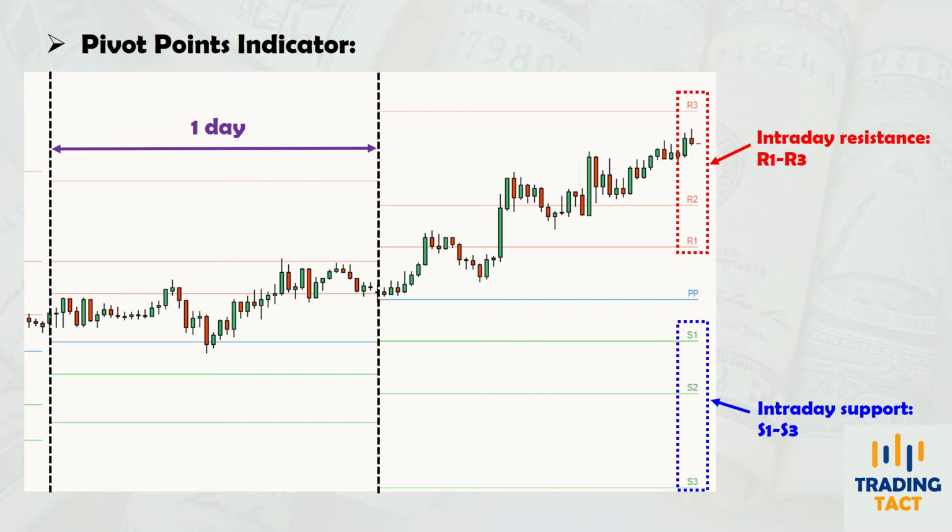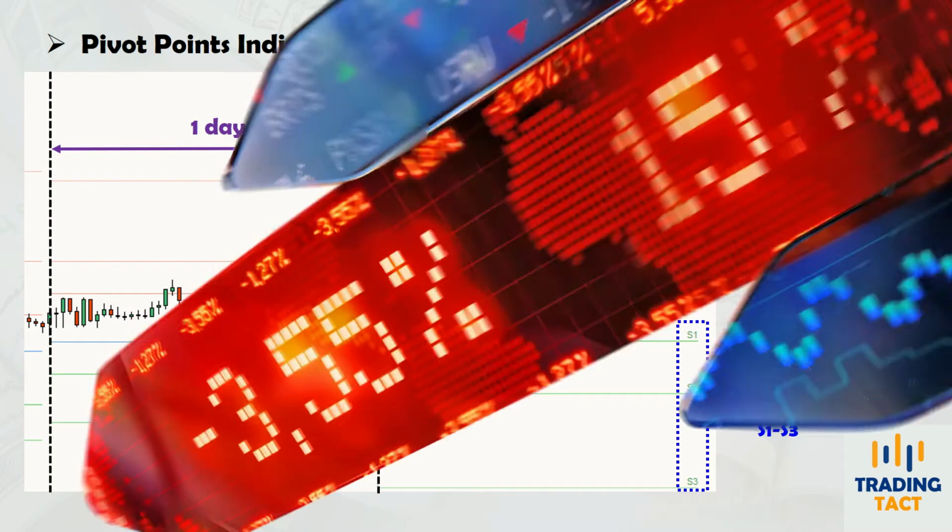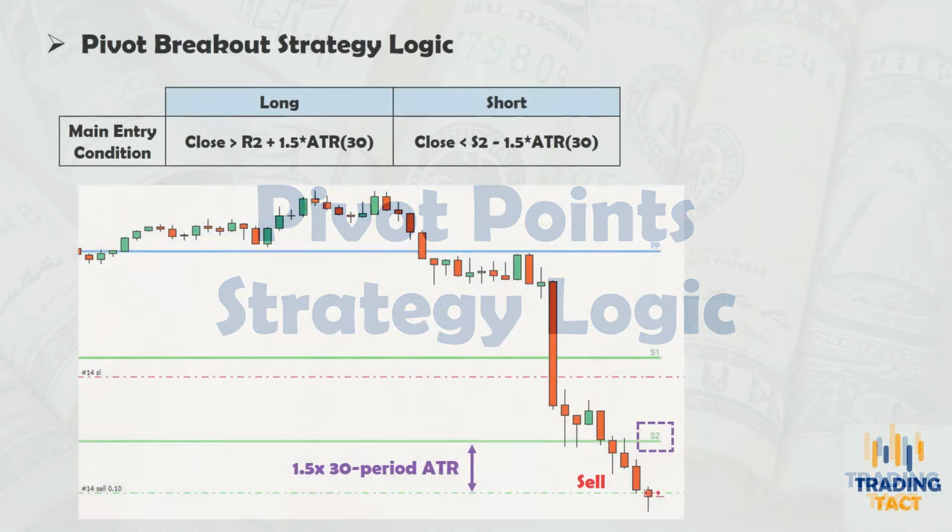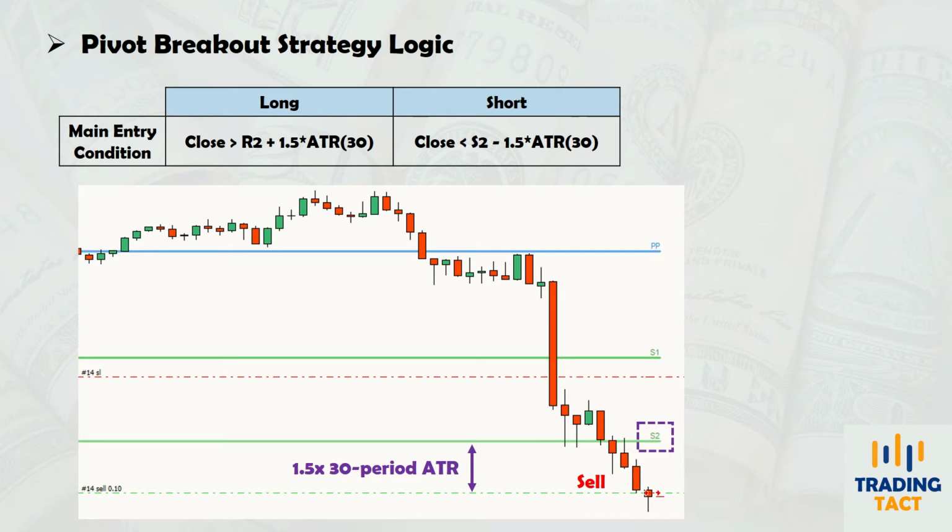We'll try to capture these breakouts on the 15-minute euro-dollar, using the second support and resistance levels, S2 and R2. The threshold for long breakouts will be the R2 level with a 1.5 times 30-period average true range buffer added to it. For shorts, the buffer will be subtracted from the S2 level. This additional ATR buffer helps filter out many false breakouts where we get a weak penetration of the support or resistance level due to random noise.